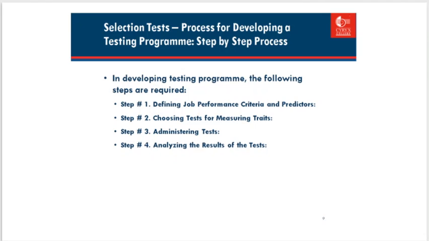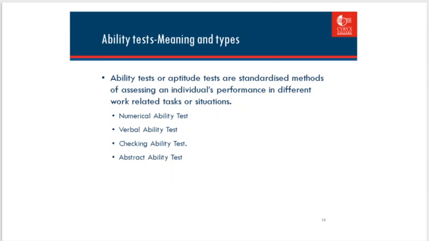Step number 2. Choosing tests for measuring traits. After determining the traits that must be possessed by the job holders, the type of tests that are likely to measure these traits must be chosen. In choosing the tests, it must be ensured that these are valid and reliable, that is, they measure the traits specified and measure these accurately. In order to use the test for selection purposes, it is desirable to administer these tests on the present employees to determine their validity. Apart from validity and reliability, other factors which should be considered in the choice of tests are ease of administration, costs involved, and evaluation of results.